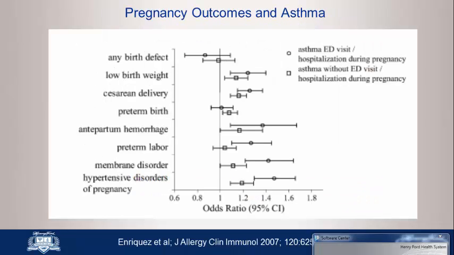If you look at the different outcomes as well, there are two populations of asthma patients here. The circles are the ones who did visit the ED and got hospitalized for asthma. The squares are the ones who did not. Whether they did or did not, as you can see, the chances of poor outcome are much worse. Low birth weight in those who did attend the ED for asthma exacerbation, C-section chances are higher, antepartum hemorrhage, preterm labor, membrane disorder, and also hypertensive disorder of pregnancy. So it puts you and your fetus at very, very high risk for all these poor outcomes.